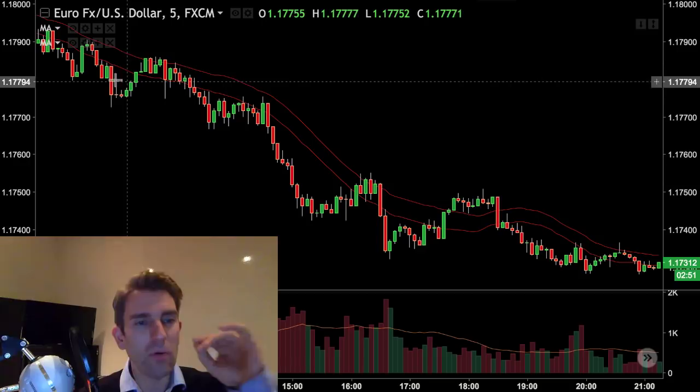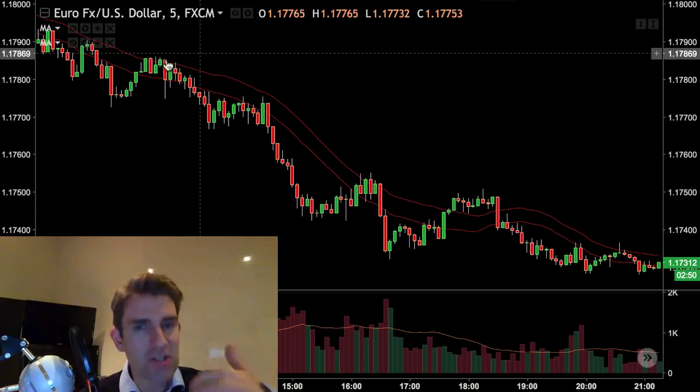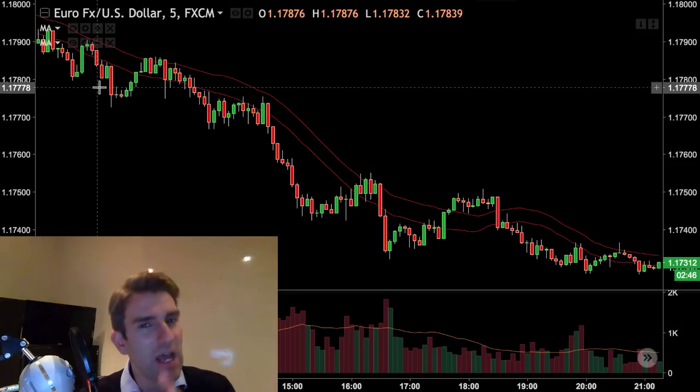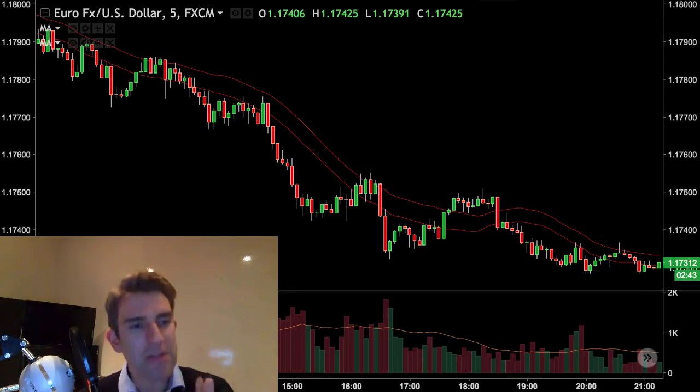So we've got a filter to get into the trade, as I call it, and then a trigger. So it's a pretty simple strategy. I think there's room to add more to it, but let's go through the rules.